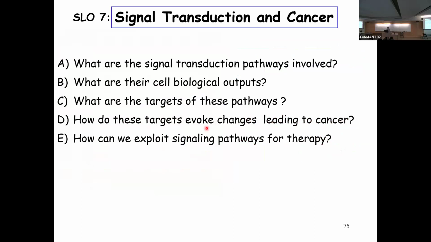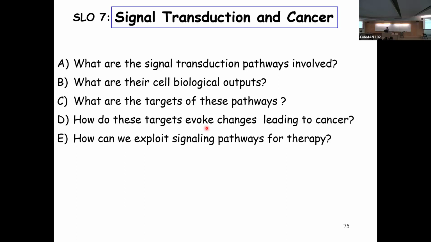So we are going to address some of the major questions that would come to our mind. What are the signal transduction pathways involved, or at least the key signal pathways? What are their cell biological outputs? That means, how will these signal transductions be important for me to know, so that they can impair or impact some of the cellular outcomes such as transformation? Then it always comes to mind, what are the targets of these pathways, right? Why do we care about these targets?